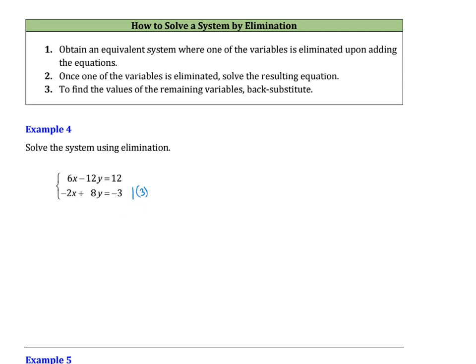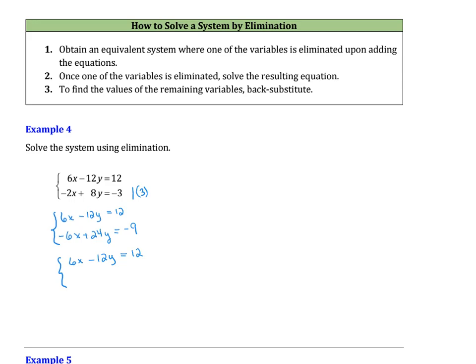So the first equation doesn't change. We have 6x minus 12y equals 12. And then our second equation becomes -6x plus 24y equals -9. Now we can replace the second equation by the sum of the two equations. So our first equation won't change.